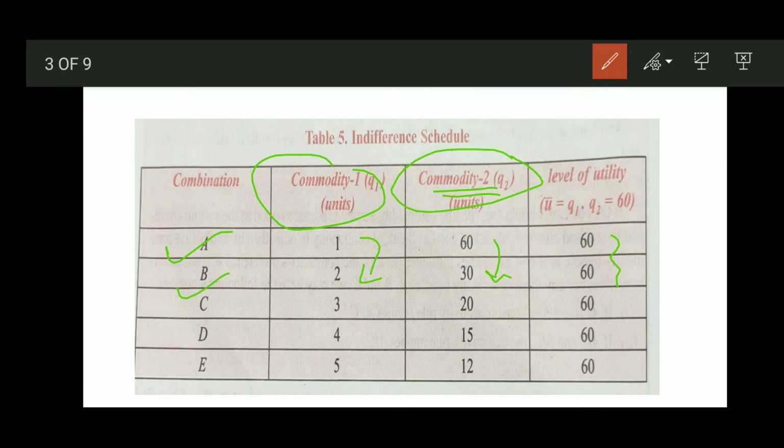The formula for finding the marginal rate of substitution is delta y by delta x. Now what is delta? Delta y means change in y and delta x is change in x. So let us find the MRS here.